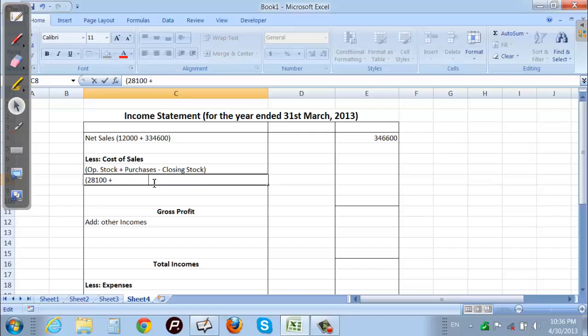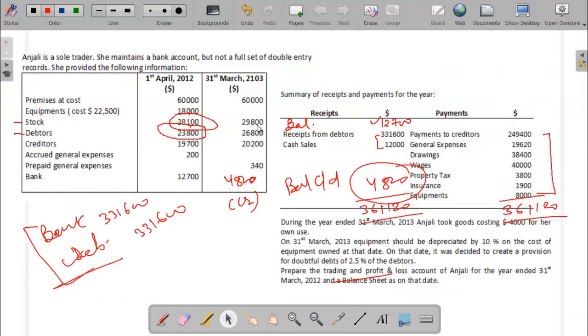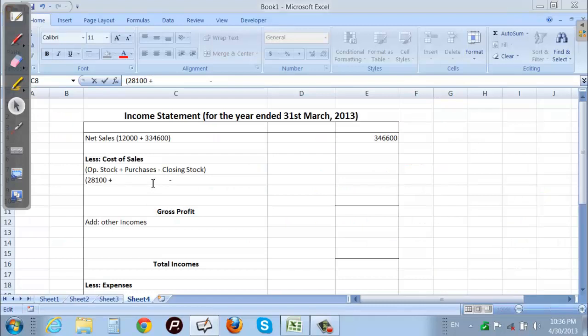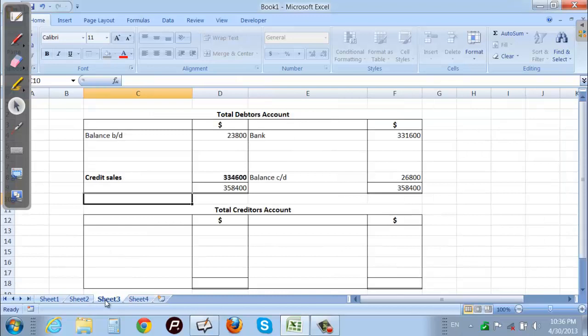But purchase we don't know, but we know the amount of closing stock. So the closing stock is $29,800. This is the amount of closing stock. But we need purchase also. So to know the amount of purchase, we will prepare total creditors account. This is our total creditors account.